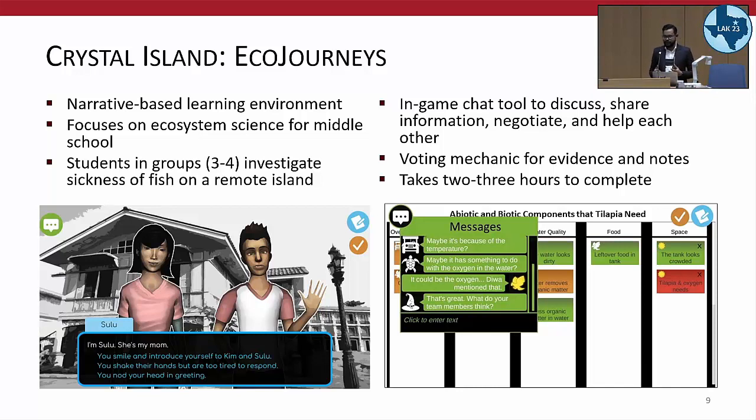They can use an in-game chat tool to discuss what they have found. They can share, negotiate, and help each other through the chat tool anytime. There is also a voting mechanic where they vote on the evidence to reach a collaborative understanding and consensus of their findings. It usually takes about 2 to 3 hours to complete the whole game as a group.